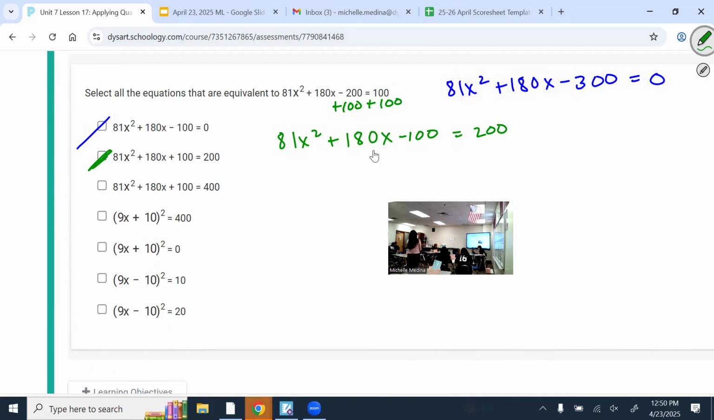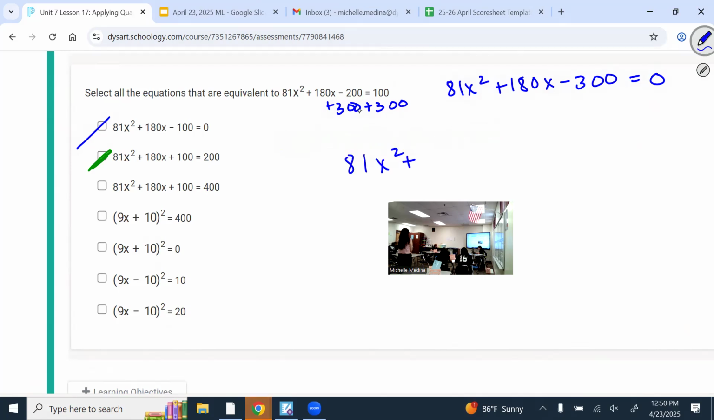So now we're down to this next one. How could I make my right side of the original become 400? What could I do? Let's try that. What are you doing on one side? So then when I do that, I get 81x squared plus 180x. What's negative 200 plus 300? Positive 100. And then the right side would then become 400. You can do whatever you want as long as you do it with both sides. That's what I did. And this does match this option.